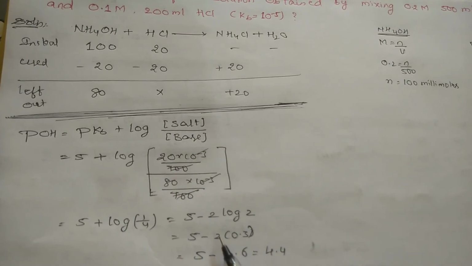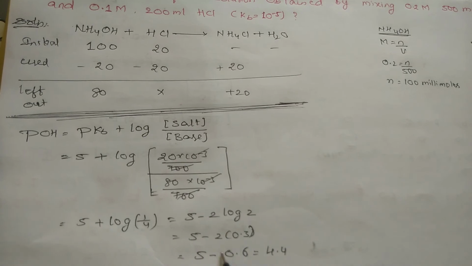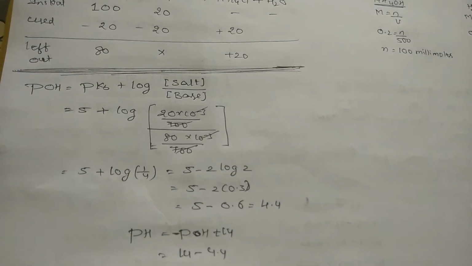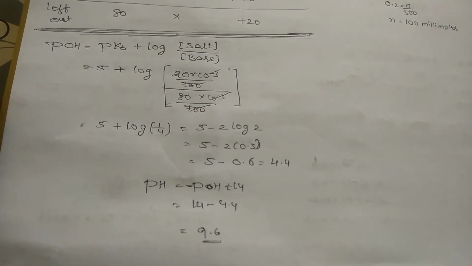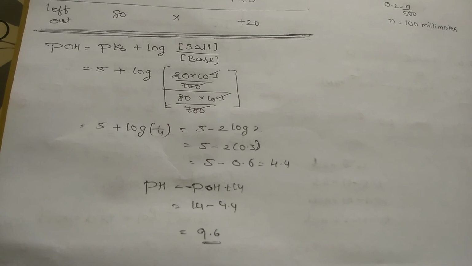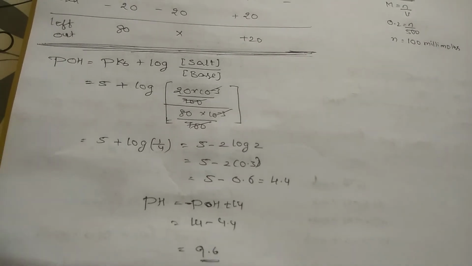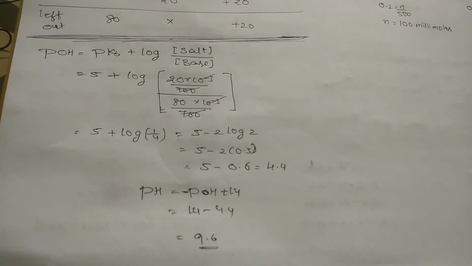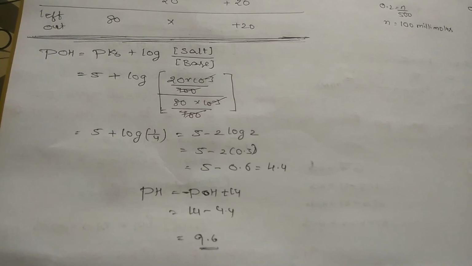So 1 by 4 means 2 log 2. Since it is in the base, you will be getting minus 2 log 2. So 5 minus 2 into 0.3, 5 minus 0.6 is equal to 4.4. That is the pOH value. If you want the pH, it should be 14 minus pOH. So it is 14 minus 4.4, you will be getting 9.6. So students, this is with respect to basic buffer. Thank you.